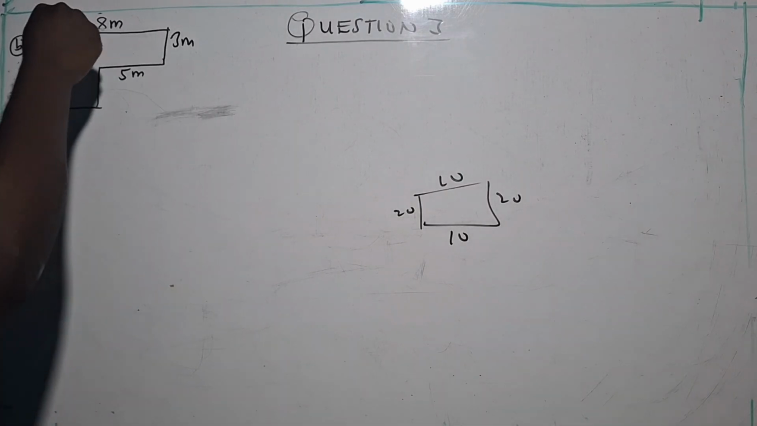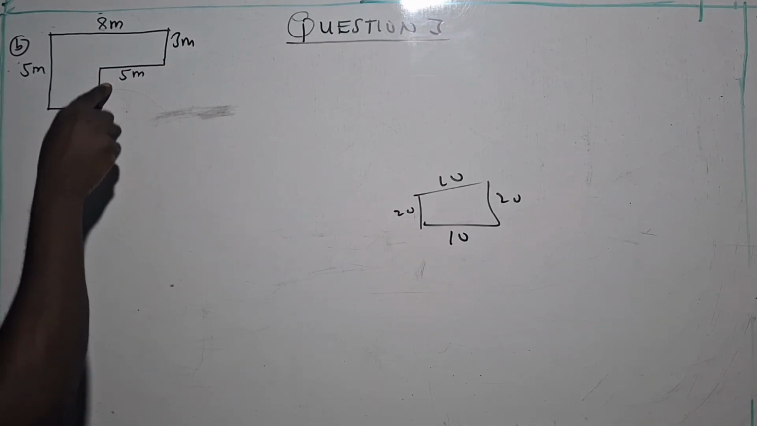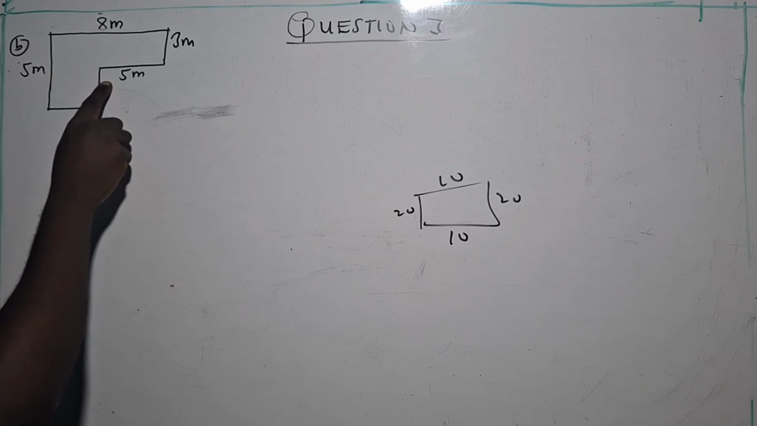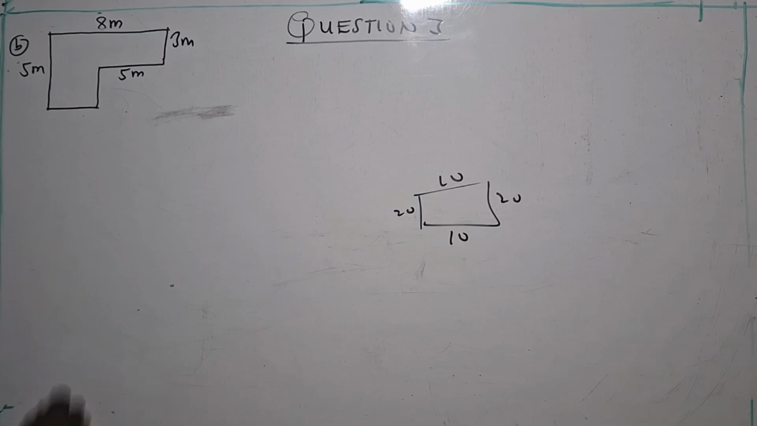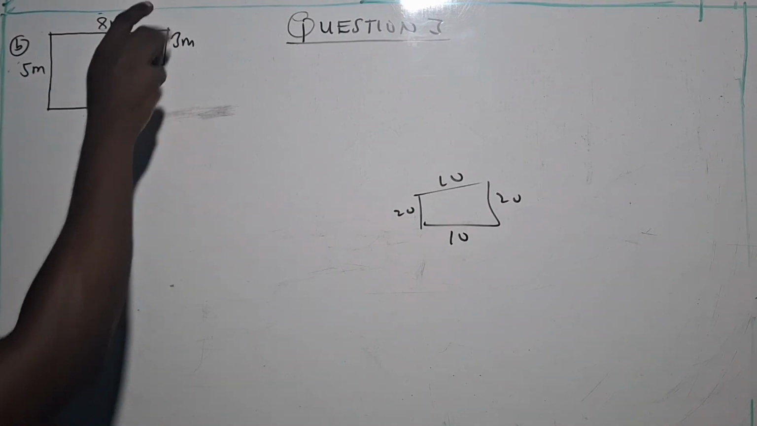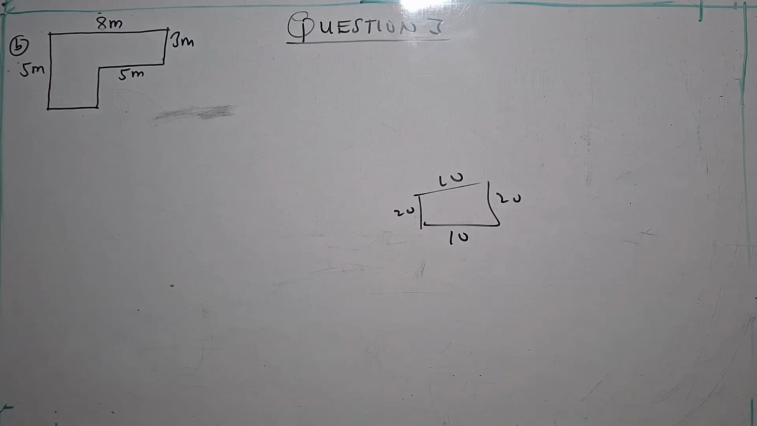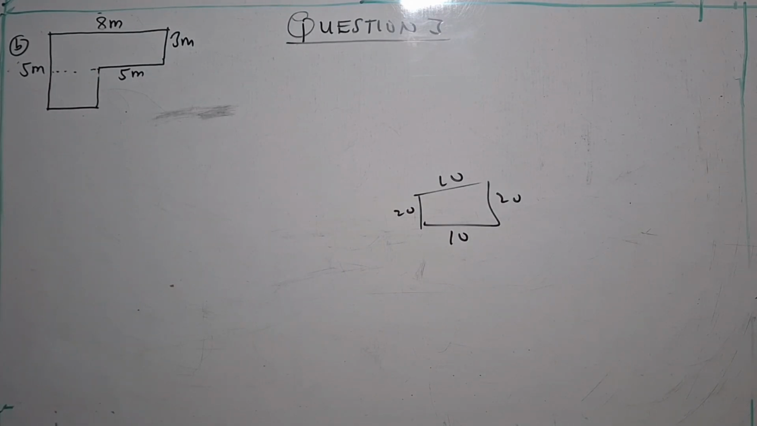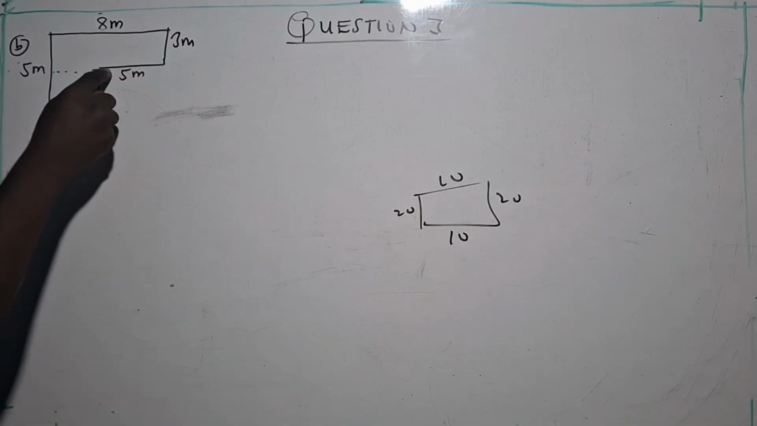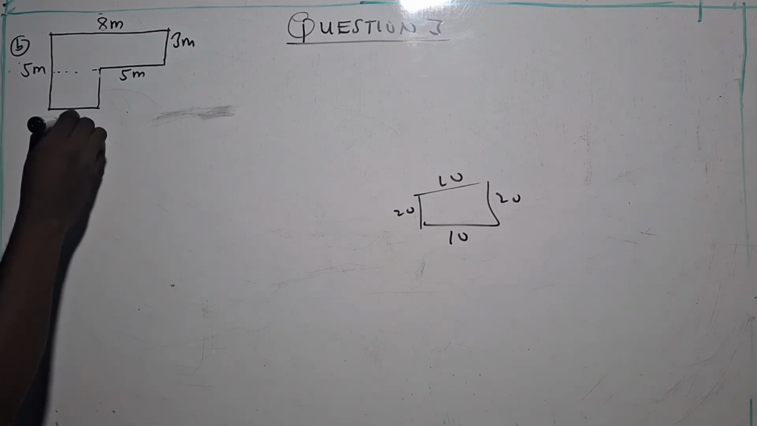Now already, here is 8. Good. Here is 3. But here to here is 5, and this is part of the distance. We don't know this part here, but there's a clue. If the long distance from here to here is 8, and the shorter one from here to here is 5, then when you join this side, what will be the distance from here to here? It is going to be 3, because this long side is 8 and this side is 5, so this shorter side is 3, which makes this side 3 meters.